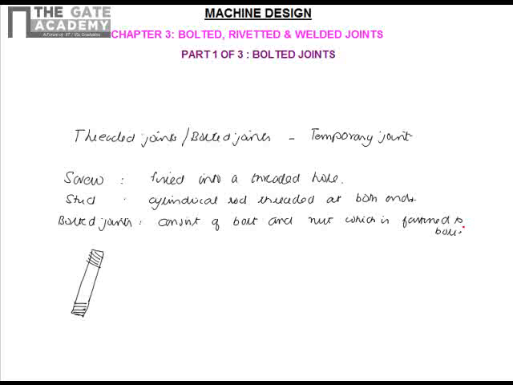Typical methods of fastening or joining parts use devices such as bolts, nuts, rivets, locking devices. Then we have pins, keys, etc. Threaded and bolted joints form temporary joints, as we have already seen.